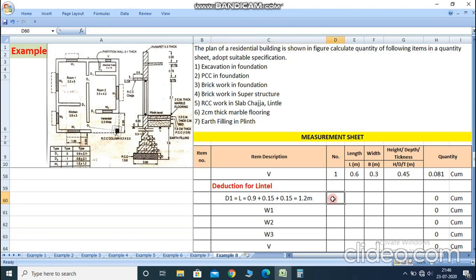Here the number of total door 1 lintels is 5, then the length is 1.2, which we already calculated, and the width of the lintel is the same as the wall thickness. So the width is 0.3, and the thickness of the lintel is already given in the section part. In the section part, 0.12 thickness is given, so 0.12 means 12 centimeter lintel thickness is provided.